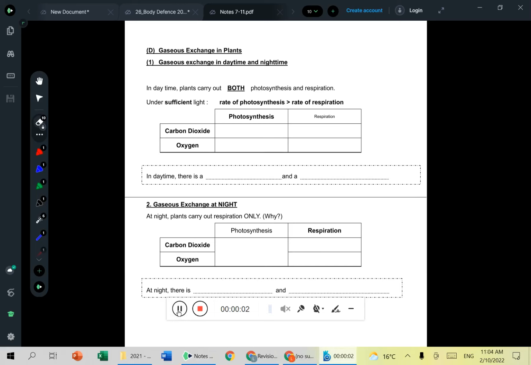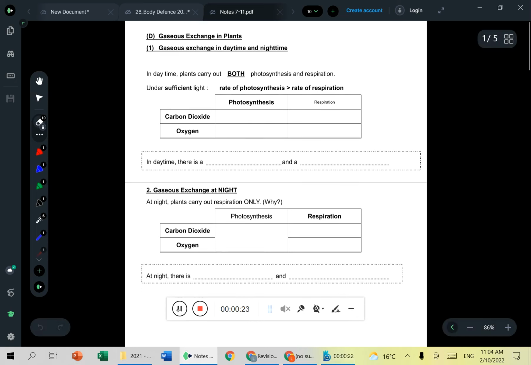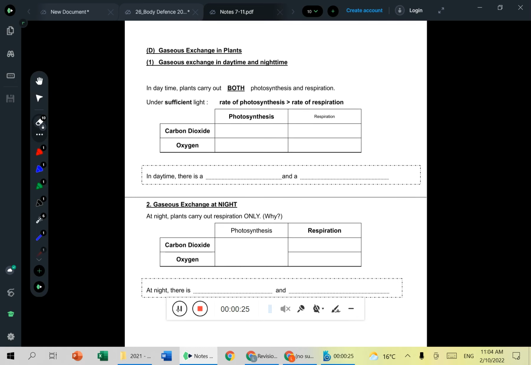Alright, so today's lesson will be focusing on the process of gaseous exchange in plants. Now, in last lesson, we focused on the structures, right? Say, for example, the leaf. How does it allow gas exchange to occur? And how stomata help to let the gas go in and out. But today, we are focusing on the type of gas that is going in and out of the leaf.